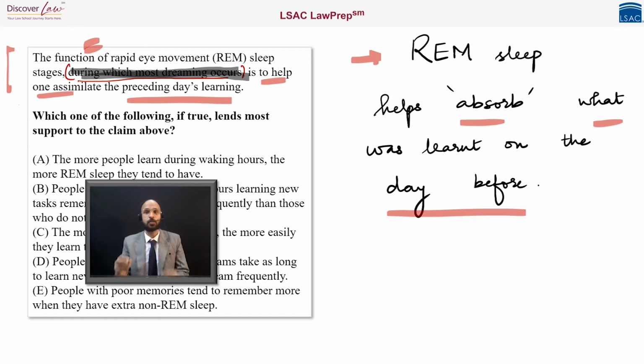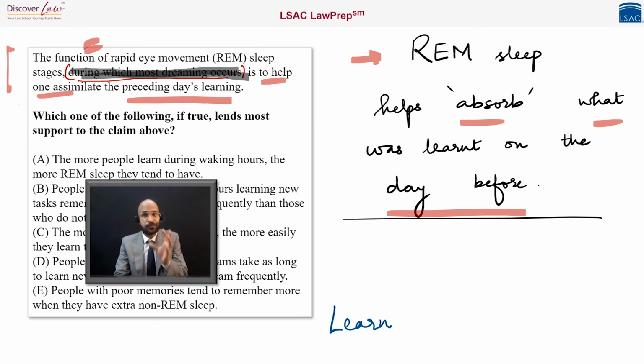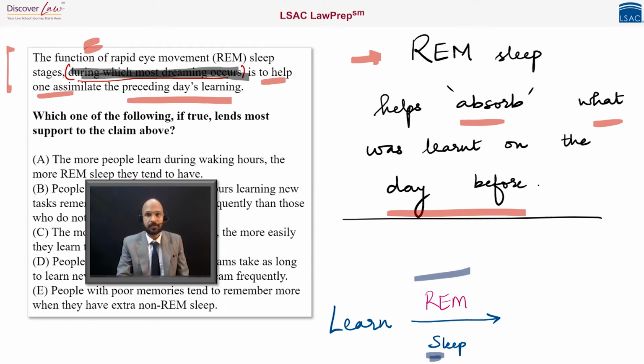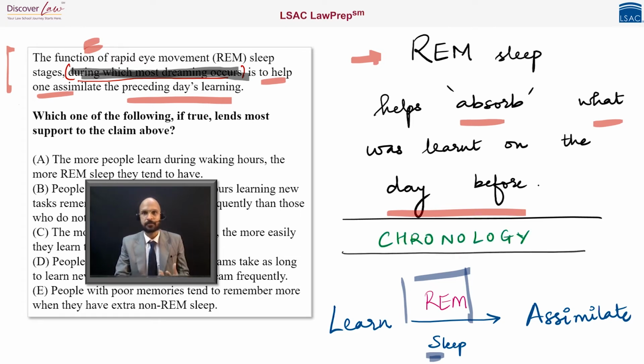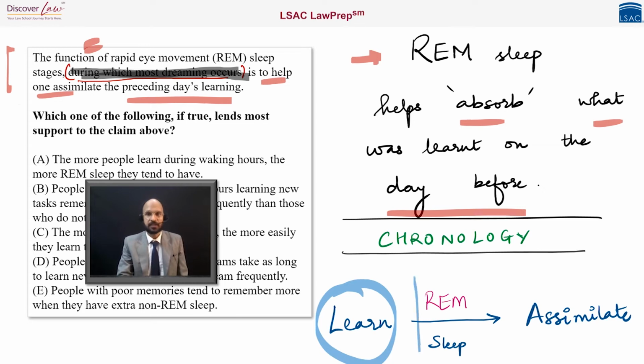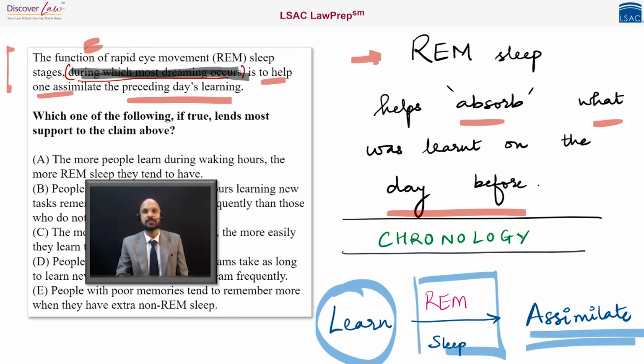So now we've understood what this is. What this means is that you first learn something, and then you have sleep, okay? And within that sleep, you have the REM stage of sleep, okay? And then it leads to assimilation. Therefore, what you can see here is that there is a chronology, right? First there is learning, then when there is sleep, there is assimilation, okay? This is an important point. Let us go ahead and look at the options and see which one works.